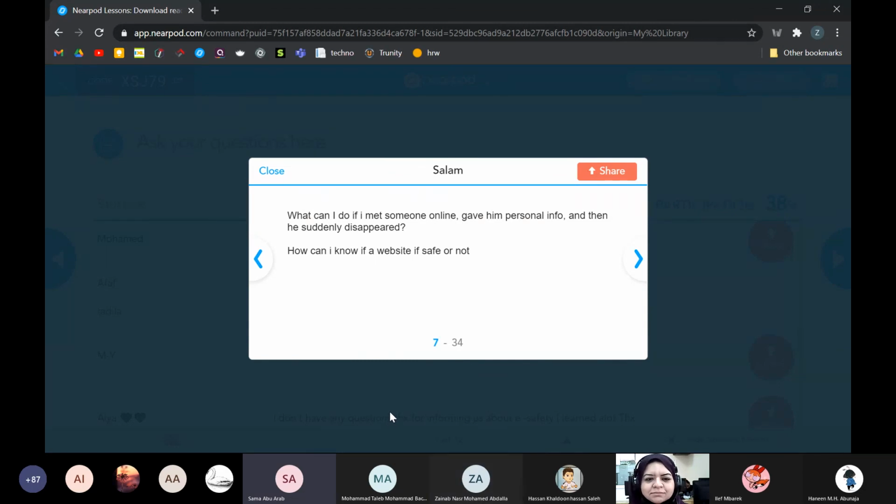There is a question. What can I do if I meet someone online, gave him personal information, and then he suddenly disappeared? How can I know if a website is safe or not? All right. So if you met this person online, you gave him your personal information and then he suddenly disappears, if you know this person well, you know that he has.